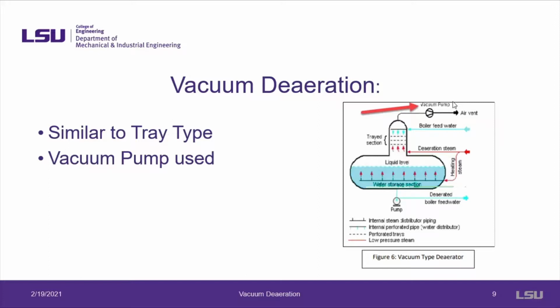This separation of dissolved gases occurs at the tray section. The vacuum pump creates a vacuum that allows the separated gases to leave the deaerator. The deaerated water is then ready to be pumped to the boiler.